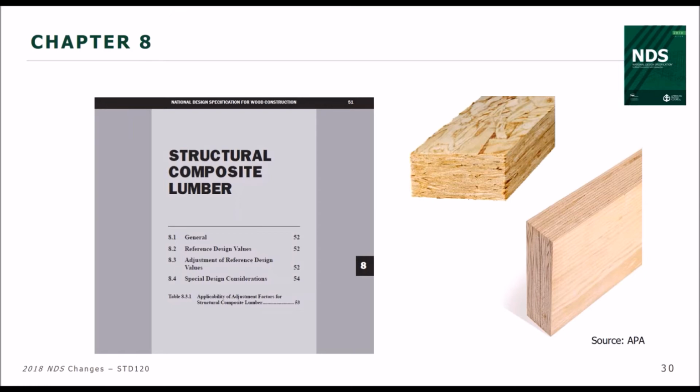So if this minor change causes some puzzle, this just gives you some background of why it's stating sawn lumber in the structural composite lumber chapter, because that's the way it is referenced in ASTM D5456. And let me go back to this.